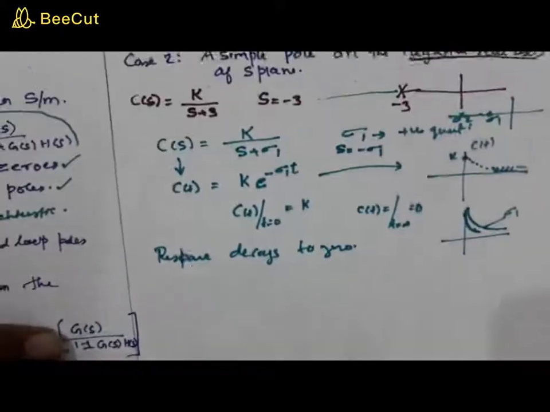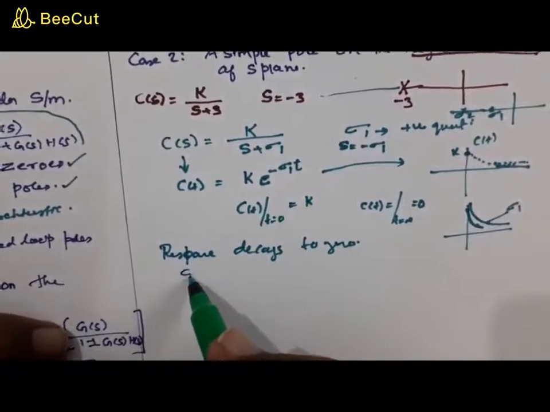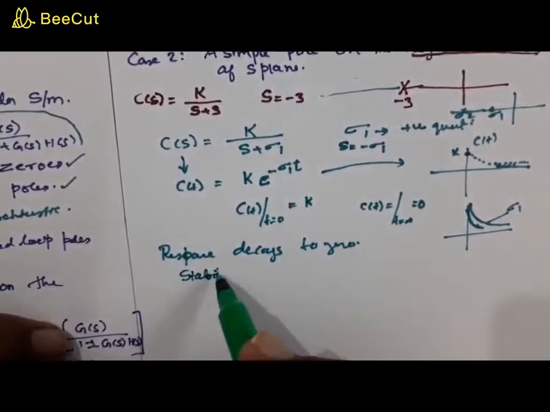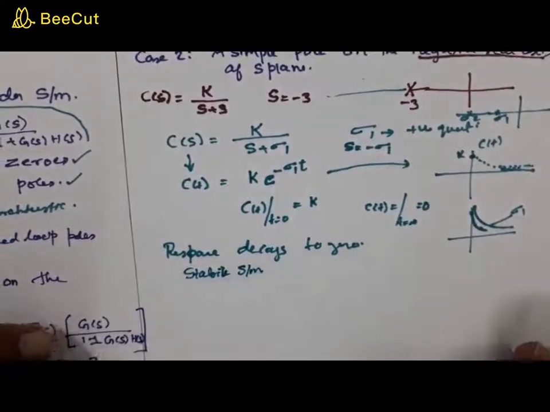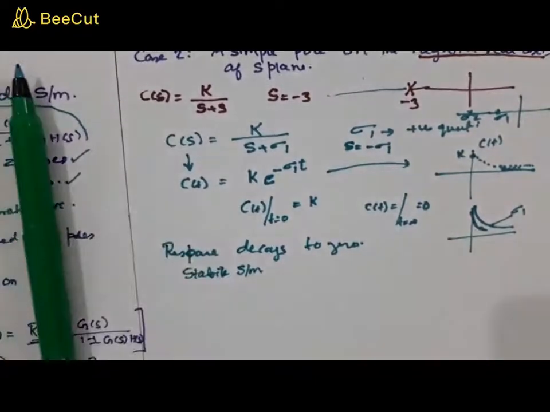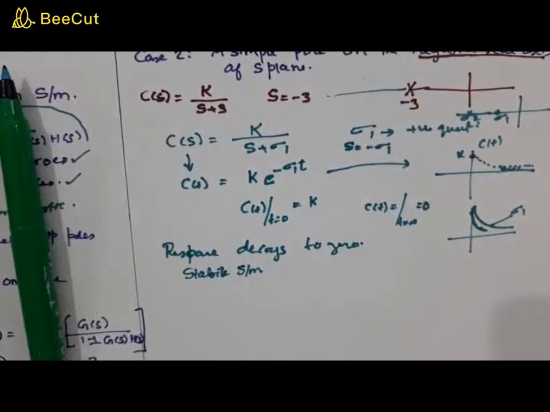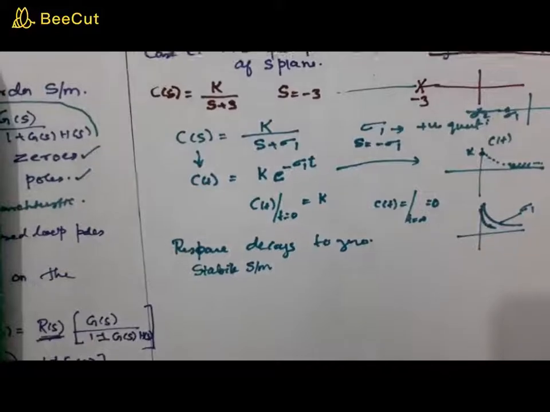So we can say that as it decreases to 0, from a stability point of view, the system is going to be a stable system, right? The changes in the output will not remain constant or increase. Any changes in the output will be decaying to 0 in the case of a simple pole on the negative real axis of the s plane, right? Now let's move on to case 3.